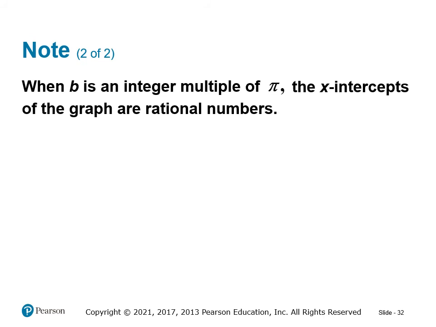As we just saw, when b is an integer multiple of pi, the x-intercepts and the points that we're graphing for sine or cosine are now rational numbers. Like in the last one, we saw 0, 1/2, 1, 3/2, and 2. Okay?